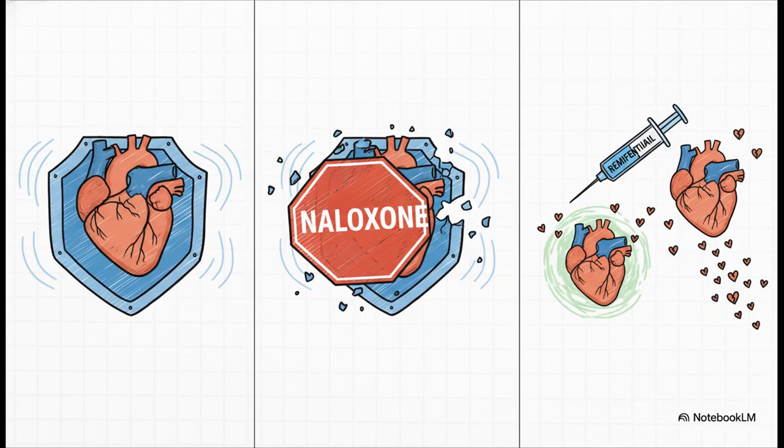And here's the proof. Seminal laboratory studies have shown that the protective effect of ischemic preconditioning can be completely abolished by giving the opioid antagonist naloxone. This is a crucial finding because it proves that the release of endogenous opioids is an essential, non-negotiable step in that protective pathway. And this is translated from the bench to the bedside, with clinical studies showing that agents like remifentanil can reduce myocardial injury biomarkers like troponins in patients undergoing cardiac surgery.